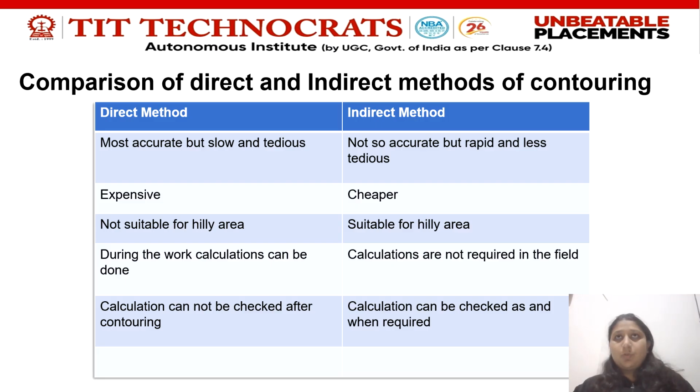The direct method is not suitable for hilly areas, whereas the indirect method is possible for hilly areas. During the work, calculations can be done in the field. Whereas in the indirect method, calculations are not required in the field, and the entire work can be done in your workstation or office.